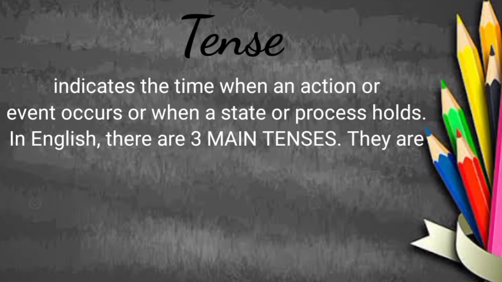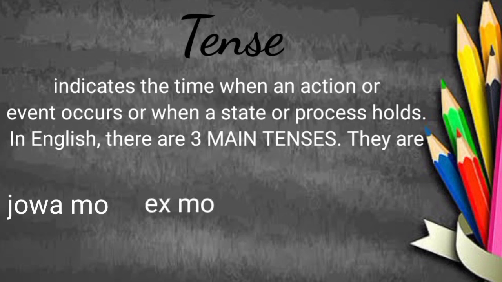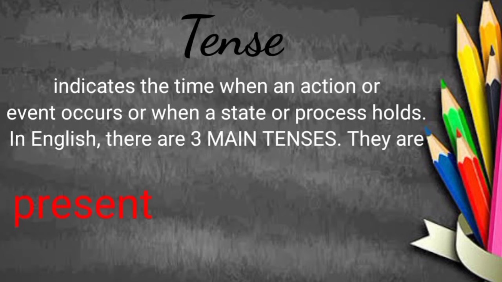Tense indicates the time when an action or event occurs or when a state or process holds. In English, there are three main tenses. They are the present, the past, and the future.